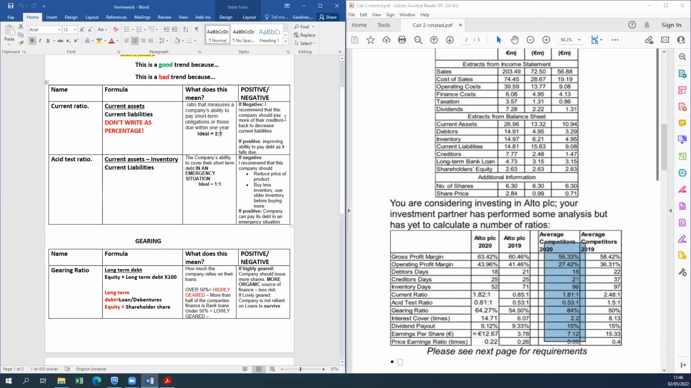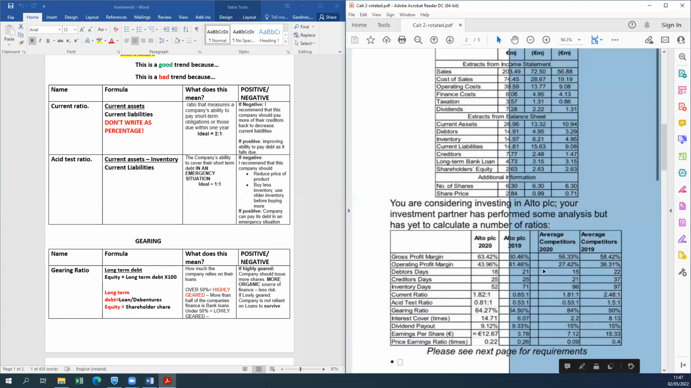So if negative, I recommend this company should pay more of their creditors back to decrease the level. So this current liabilities is made up of creditors because they're liable. They have to give that money back. If they pay those back, it'll shorten the amount of liability it owes. Anyways, let's look at how it's doing on the current ratio. So 1.82, that's almost the ideal. It's doing worse than last year, but better than the industry average. So it's still doing okay.